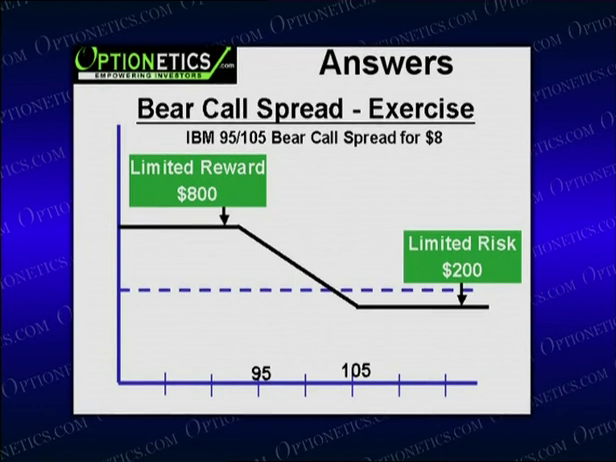Okay, that's the credit you took in on the trade, a maximum of $800. The break even on this trade, you can figure one of a couple of ways. You can take the lower strike and add the credit to it, which gives you 103, or you could take the higher strike and subtract the risk from it. Either one gives you a break even of 103.